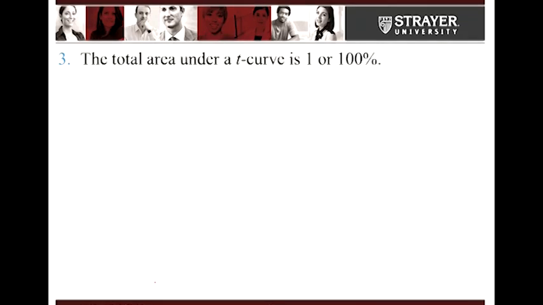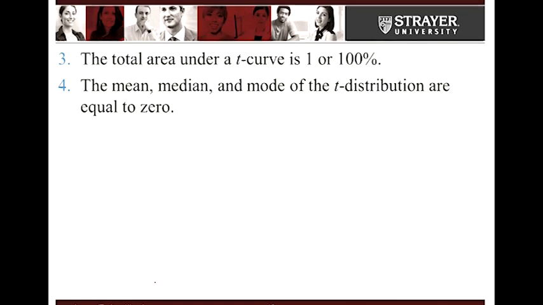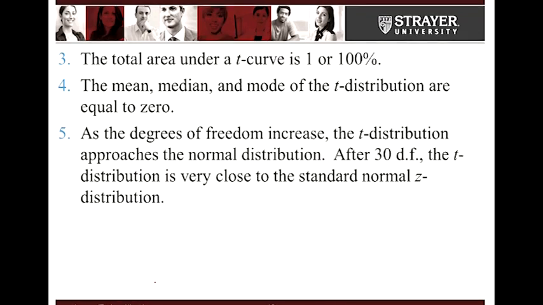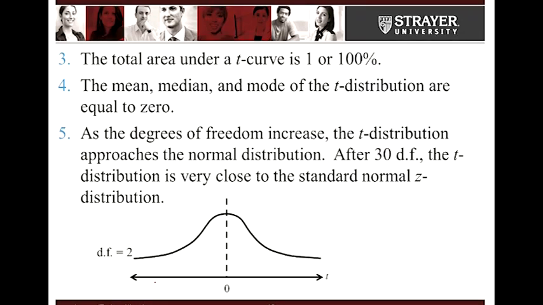Now the total area under the t-curve, just like under the bell curve, is 1 or 100%. The mean, median, and mode are equal to 0, just like on the z-scores. As your degrees of freedom increases, your t-distribution approaches the normal distribution. And at 30 degrees of freedom, your t-distribution is indistinguishable from the normal z-distribution.